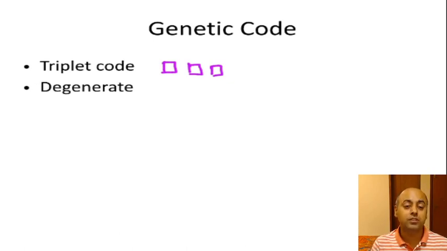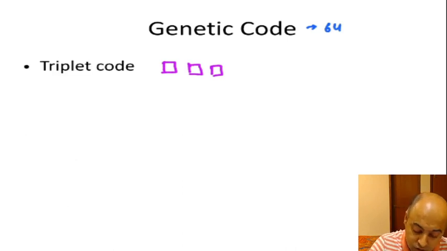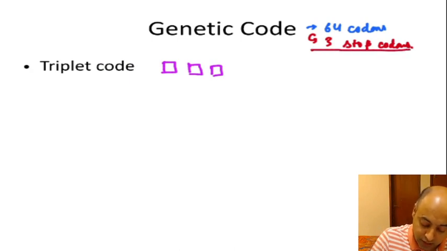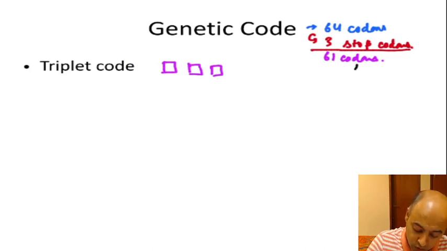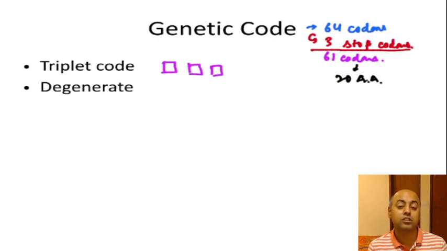Okay, then we say that the genetic code is degenerate. Please try to understand. We have 64 codons in total. Out of these 64 codons, 3 are stop codons. So we are left with 61 codons. These 61 codons are going to code only for 20 different amino acids. Obviously, multiple codons will be affiliated to a single amino acid. This is what we call degeneracy. The genetic code is degenerate, which means multiple codons code for the same amino acid.